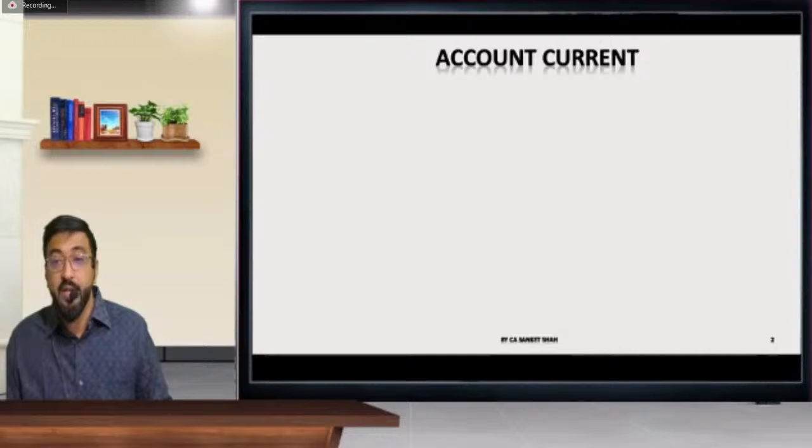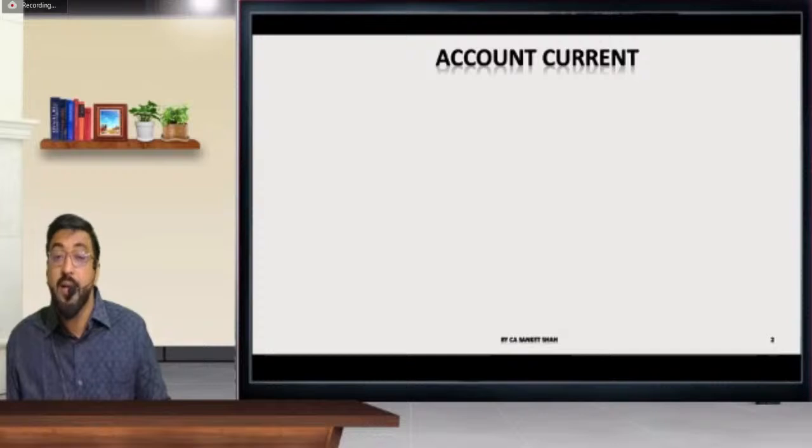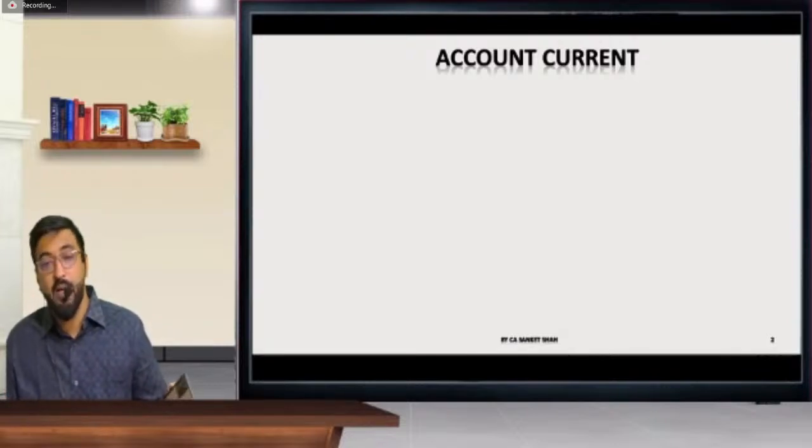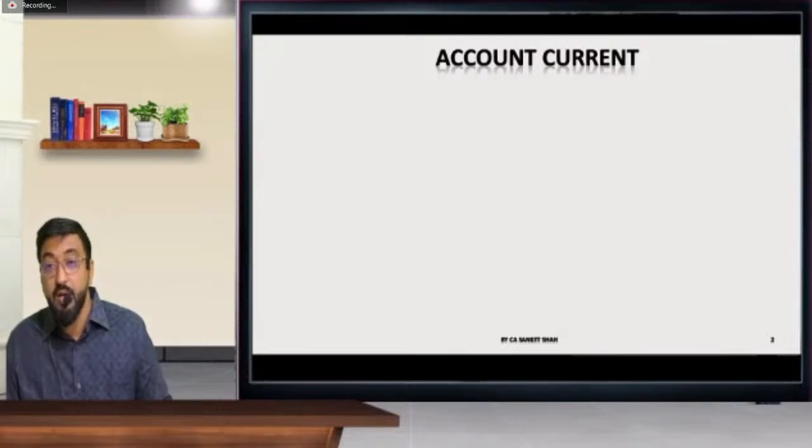Second one, in case of drawee's books, it's purchase account debit to bills payable, purchase account debit to creditors, creditors account debit to bills payable. In case of honor, bills payable account debit to bank, and in case of dishonor, bills payable account debit to drawer account. So these are some entries in the case of drawee's books. Chaliye, now let's start with the second chapter, that is average due date and account current.